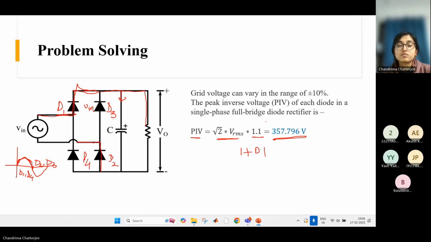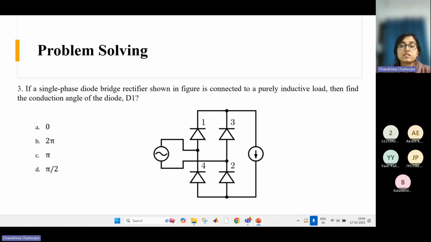Now we will go to this question. So basically, they are saying that if a single phase diode bridge rectifier shown in the figure is connected to a purely inductive load, then find the conduction angle of the diode D1. So this load, suppose you assume it as a constant current source.